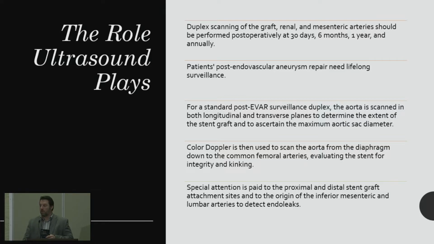And then we look with color Doppler to see if we can see any kind of leak. So leaks we're going to talk about in just a little bit. Leaks can happen with these grafts, and so we want to see some of the hot spots that they can occur and try to prevent those, or try to look for those to see if they're happening. And then we need to pay special attention to the proximal and the distal attachment because those are important. And then we got to look at the origin of inferior mesenteric and lumbar arteries because we're going to talk about those can be the cause of a certain type of leak.